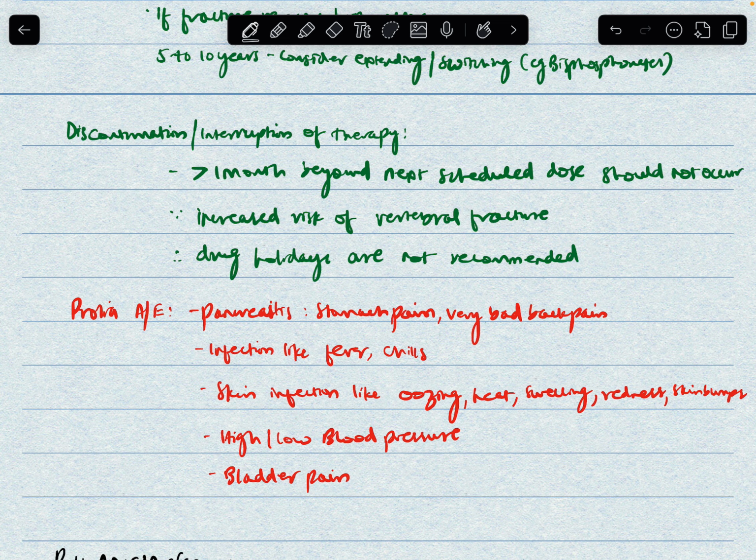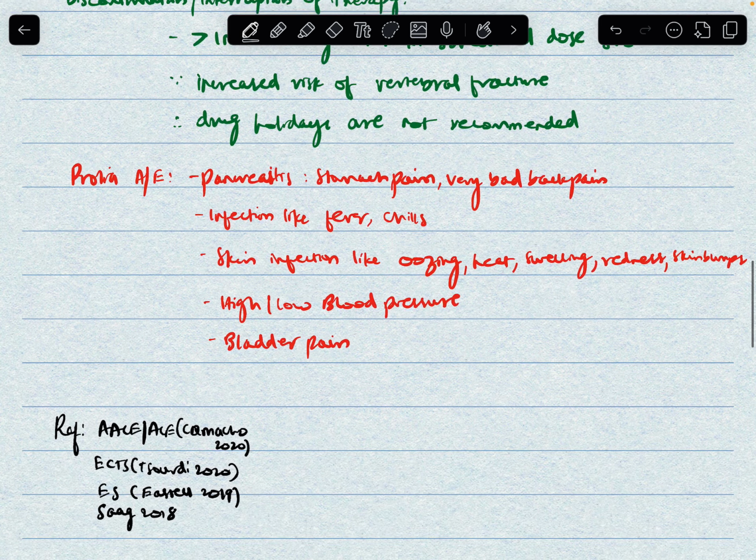And a few points about adverse effects of denosumab therapy in osteoporosis could be a pancreatitis-like picture with severe stomach and back pain, infection-like symptoms like fever and chills, skin reactions, oozing, swelling, redness, bumps over the skin, alterations in blood pressure, and sometimes patients can also complain of bladder pain.